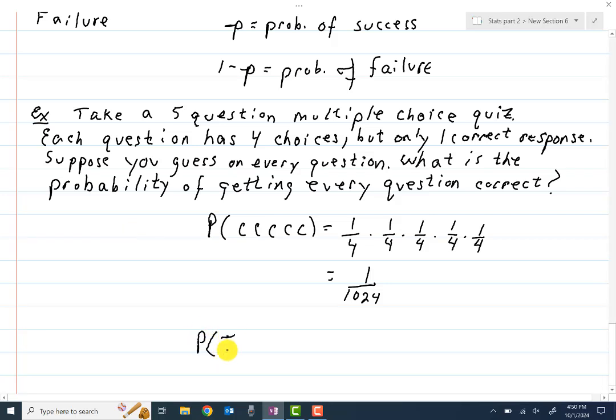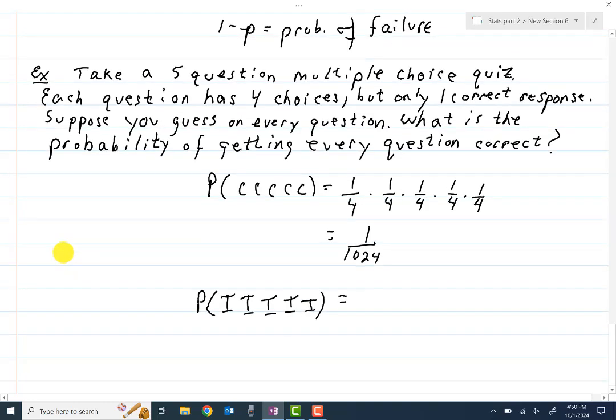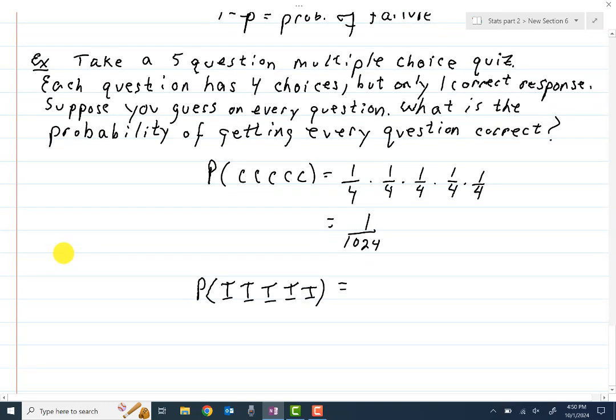What about all of them incorrect? So what if we have 5 that we got wrong in a row? Well, now the probability is going to be more, because the probability of getting any one question incorrect is 3 out of 4. So now I'm going to have 3 out of 4 times 3 out of 4. So I have to get all of these wrong. And there's what I have for my final.